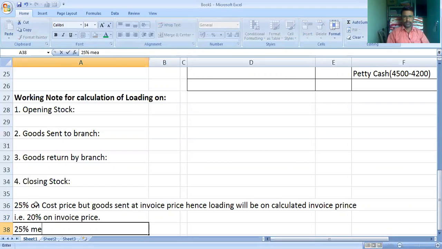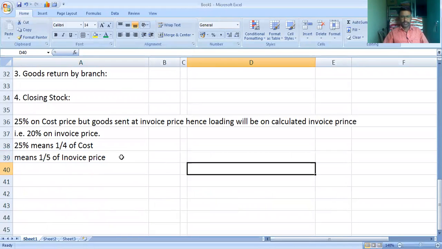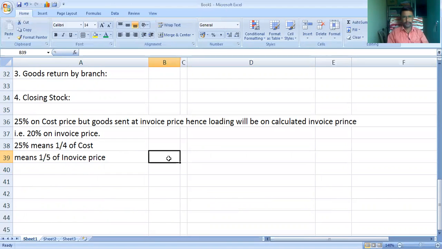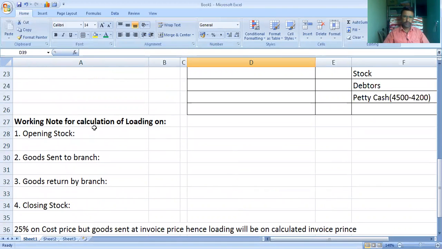25% means 1/4 of cost, means 1/5 of selling or invoice price. Because the cost price is always 100%, cost plus 25% profit, 100 plus 25, means 1/5. Hence, calculations will be on the basis of 1/5.